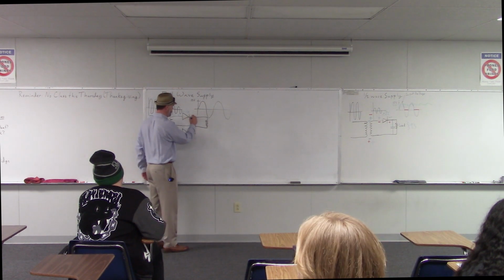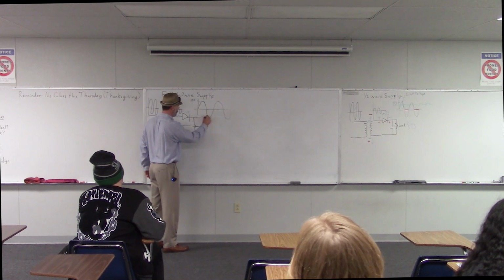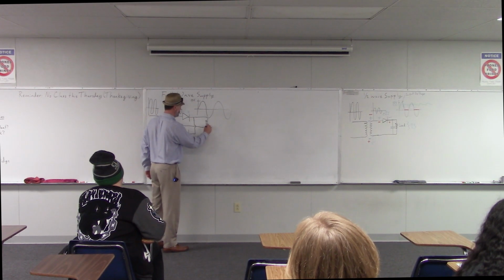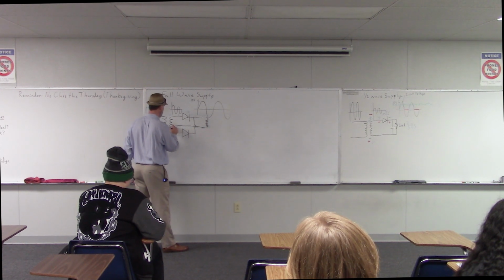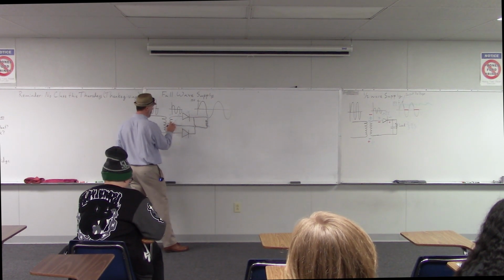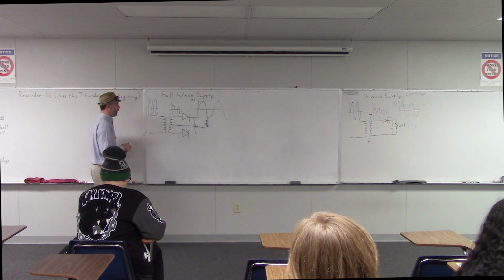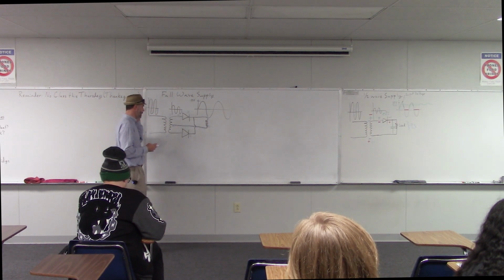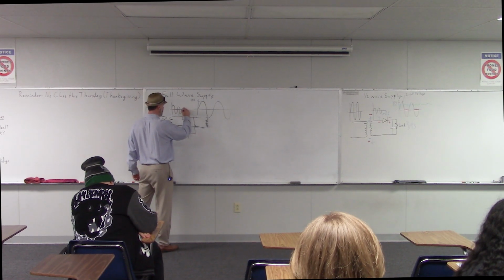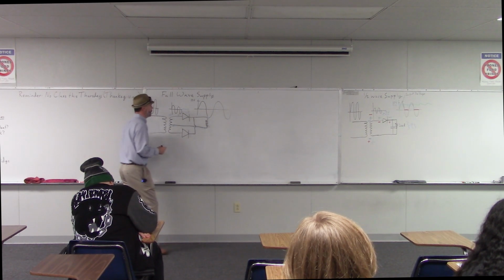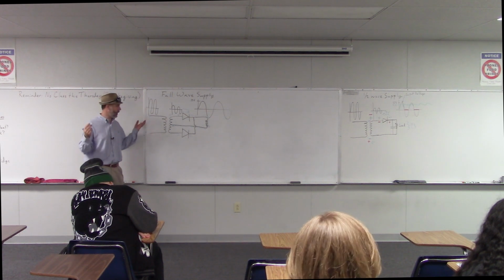Well, the only other place it can go is through our load, which is good, because that's what we want. We want to power the load. So then it goes through that load, and then it ends up back here in the middle of our transformer. So how much voltage do we have across this top diode? Approximately? Yeah, about 0.7 volts.